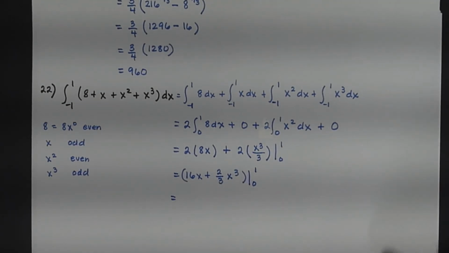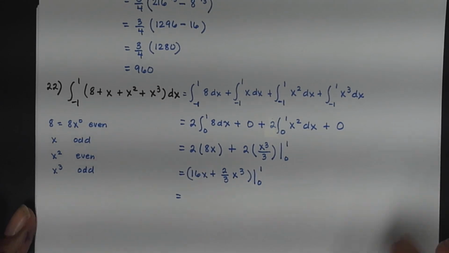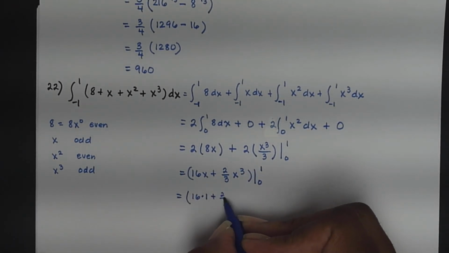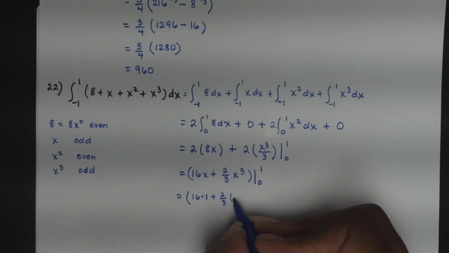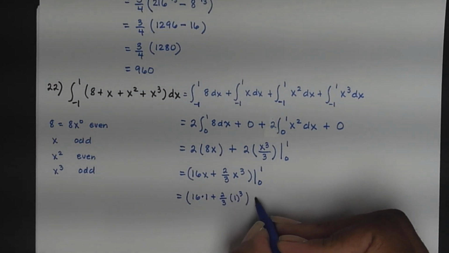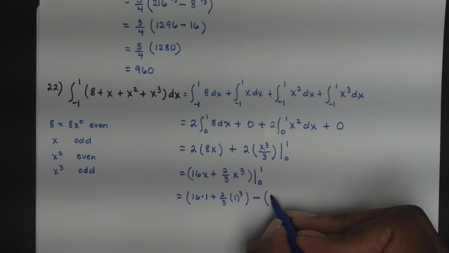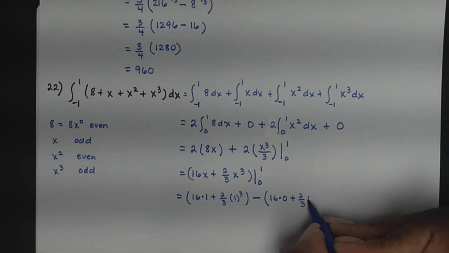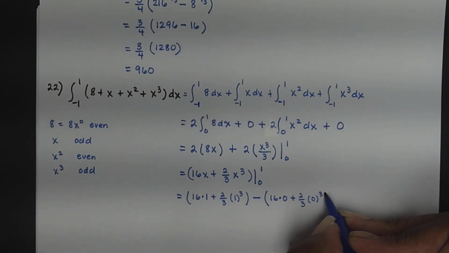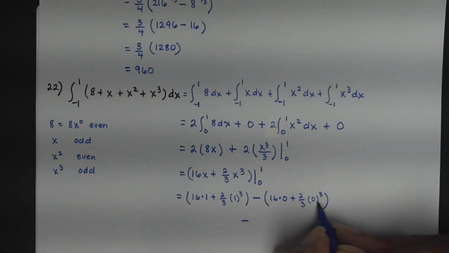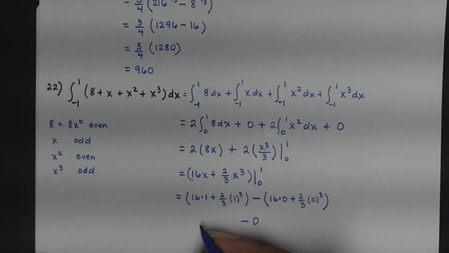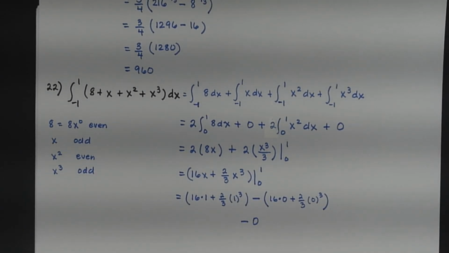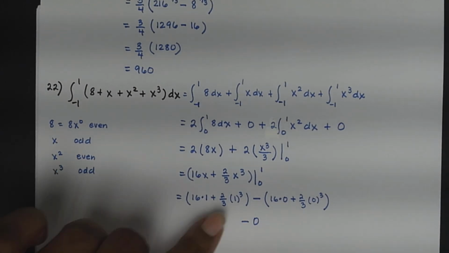Now let's simplify this by doing the upper limit minus the lower limit. So here I'm going to have 16 times x, which is 1, plus 2 thirds times x, which is 1, and that's cubed, minus the lower limit, which is 0, so it'll be 16 times 0 plus 2 thirds times 0 cubed. Now I already know what this is going to be. That's going to be 0, so whatever this is minus 0 will be whatever.